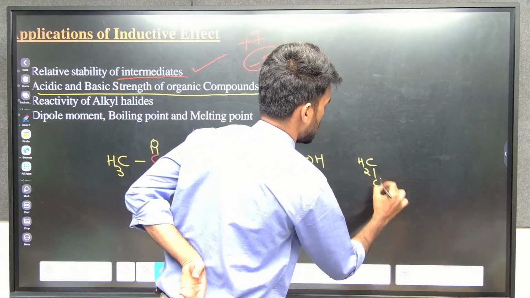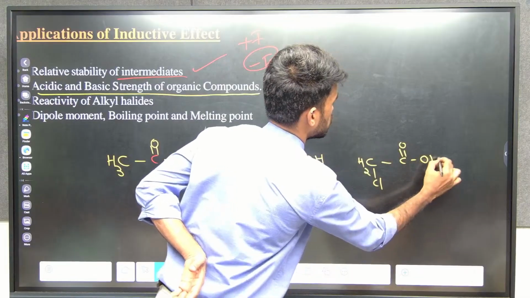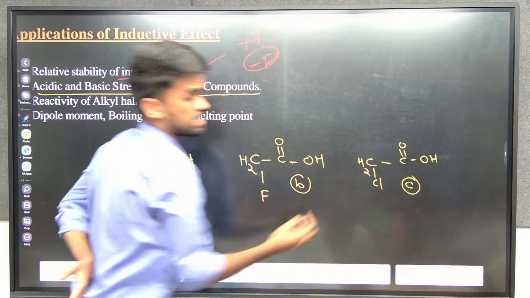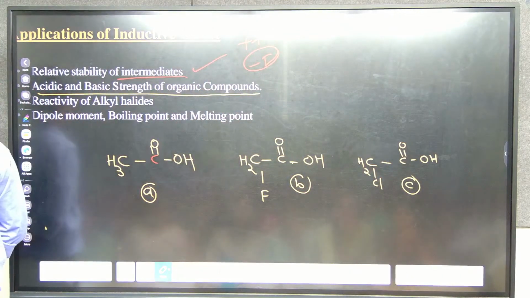CH2, Cl, CO, OH. So now out of this ABC, which compound is more acidic, I am asking. Which compound is more acidic? How can you answer this, tell me?